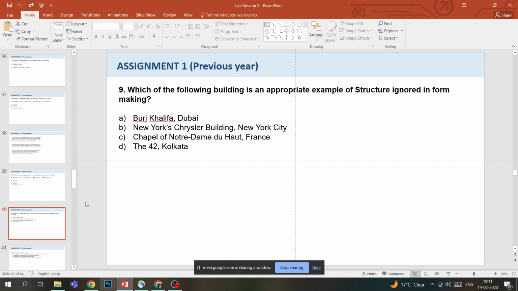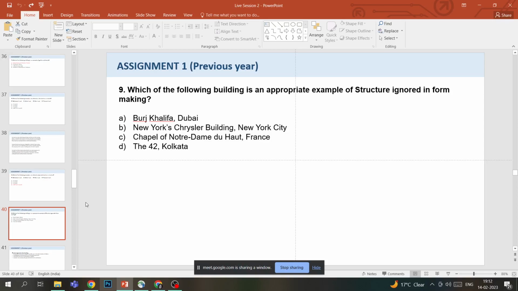So that's why we say structure was ignored, because it was not the main point, it was not the focus, it was not the consideration. We had a concept, we had an idea, we had a form in mind, and then the structure was used to somehow comply to that building.